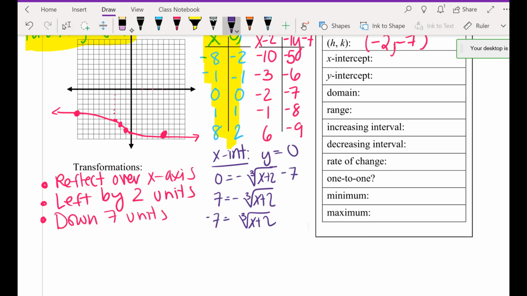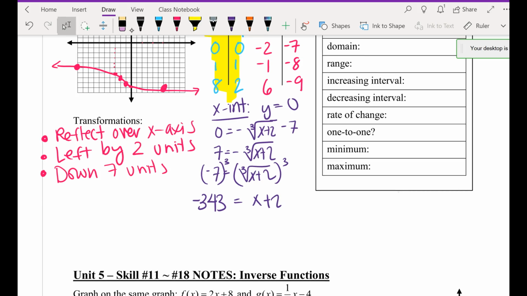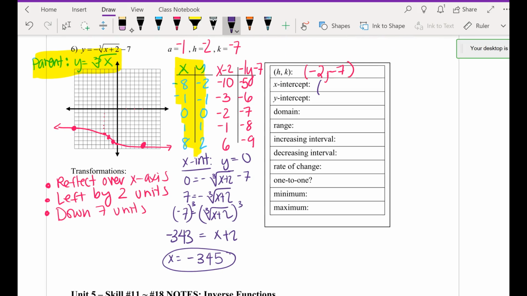I got the cube on both sides. Good. So, Alan, what's -7 times -7 times -7? -343. -343 equals x plus 2. Last step in solving for x-intercept, Kelly. We just minus 2 on both sides. Yes, so x equals -345. Okay. All right, let's write that in. X-intercept, -345, comma 0. You're definitely not going to have enough grid to graph that one out.